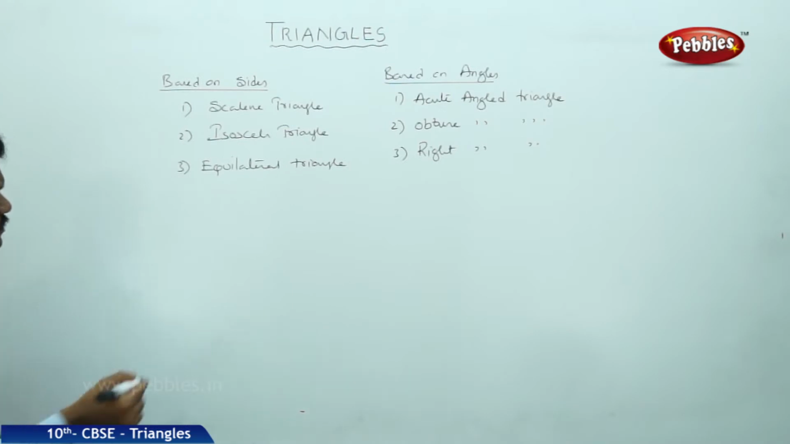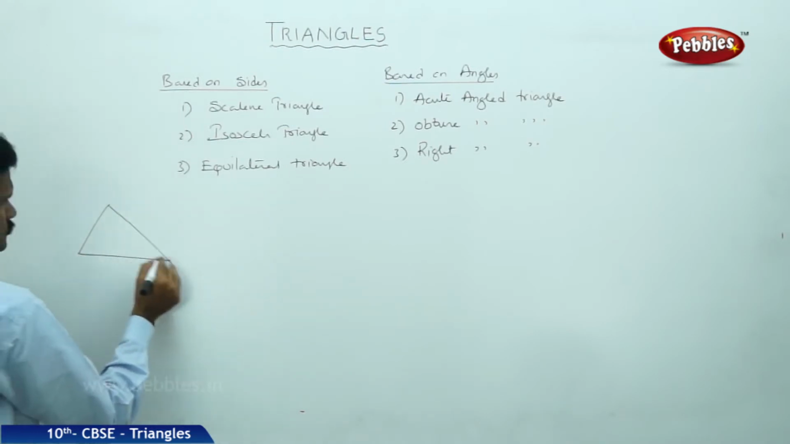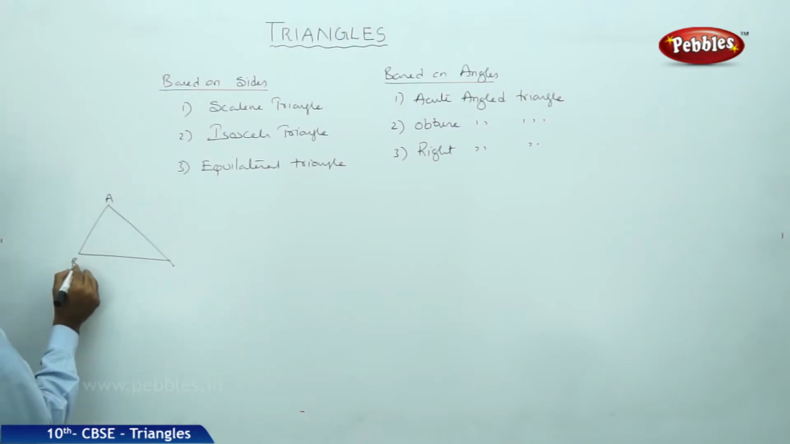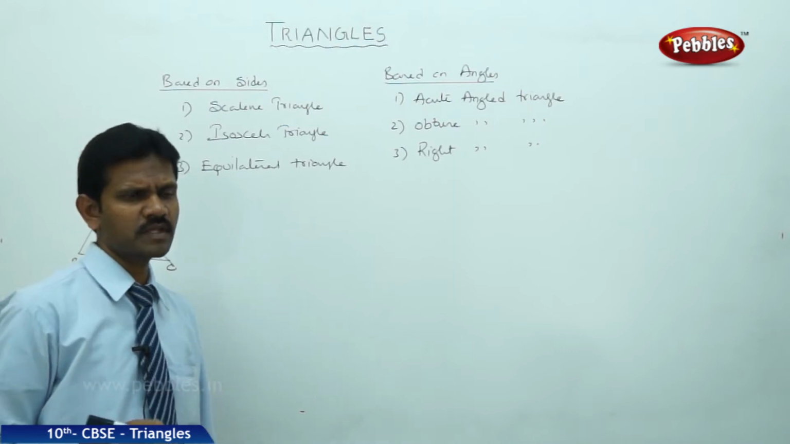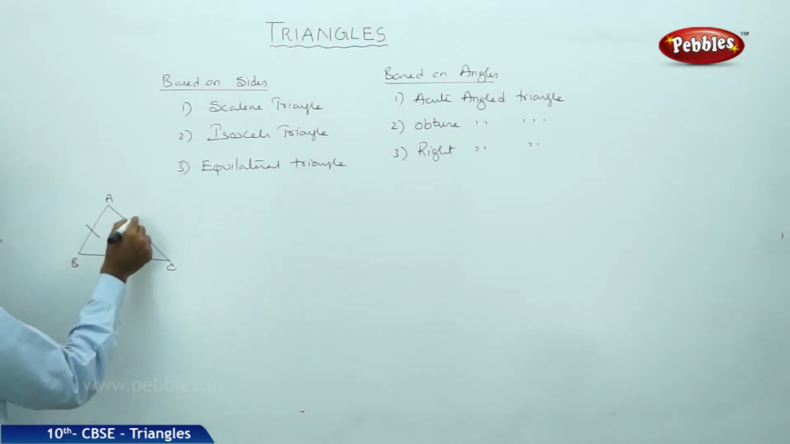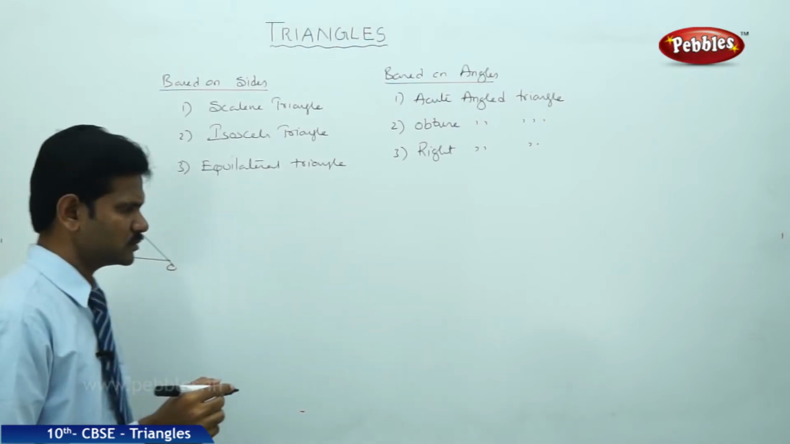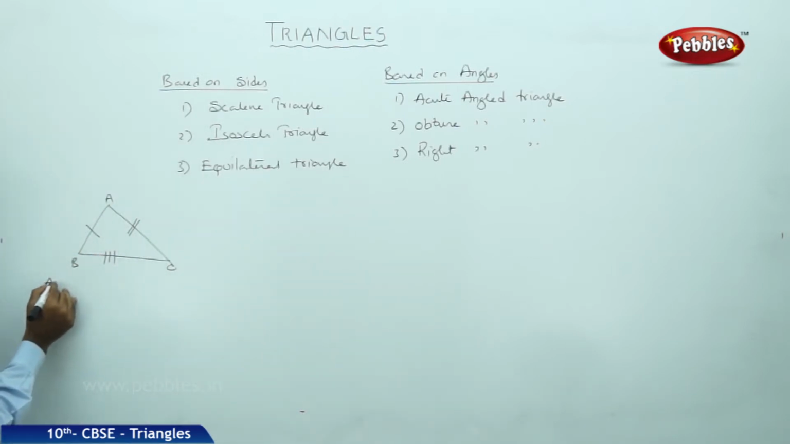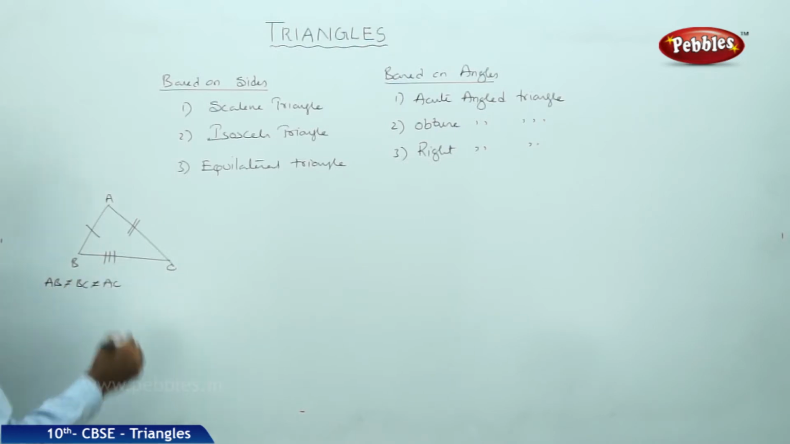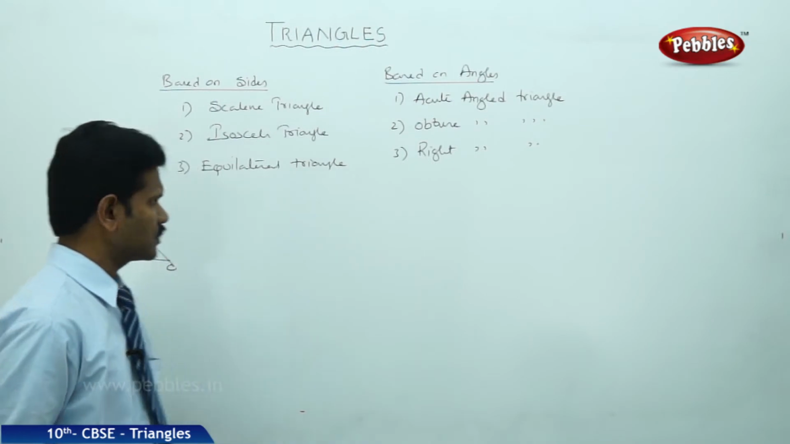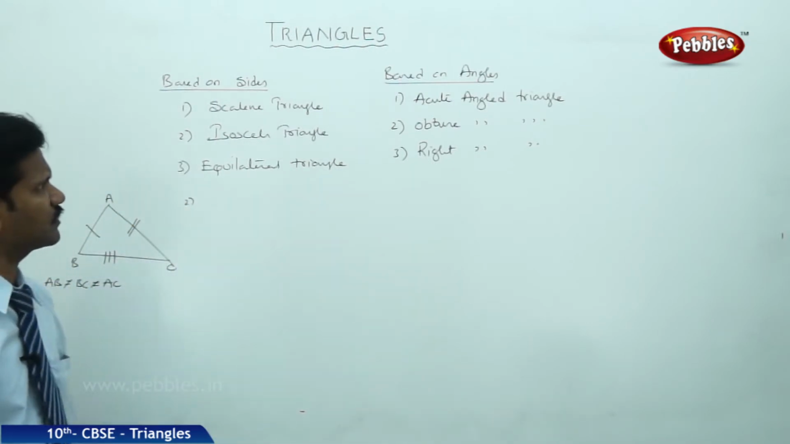Based on sides, that is scalene triangle, ABC. A triangle in which no two sides are equal. That is, all the three sides have different measurements. That is, AB not equal to BC not equal to AC. Next, second one, isosceles triangle.